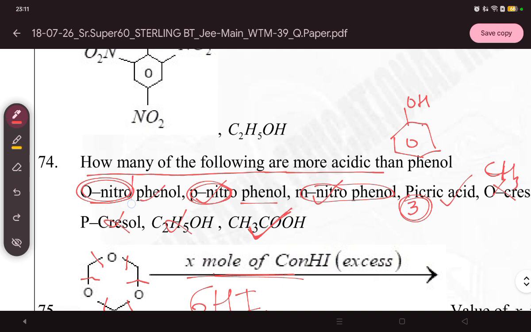So totally 1, 2, 3, 4, 5, total 5 compounds are more acidic than phenol.